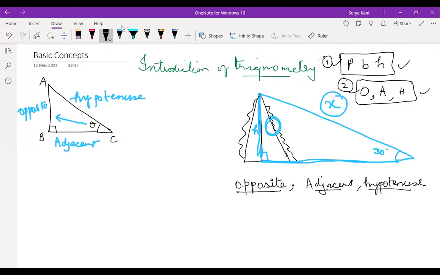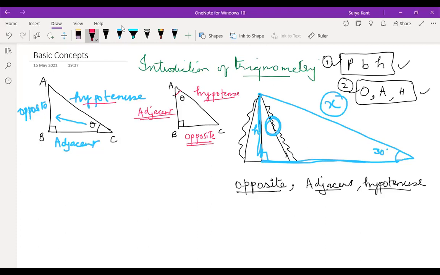If I give the example of another triangle, where I change the theta, and here this is theta, which one is opposite in this case? Opposite is BC, adjacent is AB, and hypotenuse is AC. This is not going to change because it's the longest side, and your adjacent and opposite depend on this theta, this acute angle.